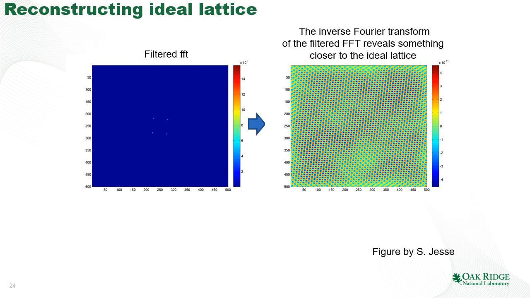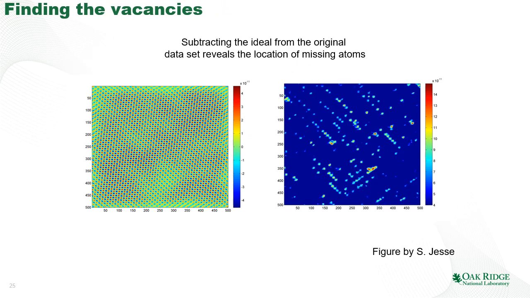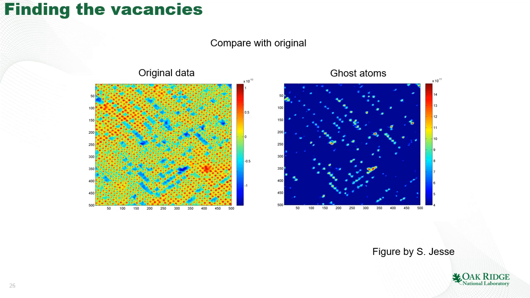Once we do that, what is left is only the primary atomic lattice. So we have essentially deleted all the defects, all the short-range effects, all the long-range periodicities corresponding to small structural distortions. Once we've done that, we can use our original image, subtract this filtered image, and then we get the bright spots and the positions of the vacancies and the impurity atoms. So that's great. Now we can find both the real atoms on the image and the vacancies in the image. This is what we get: this is our original data set, and this is our ghost atoms, which are localized exactly where the vacancies are.